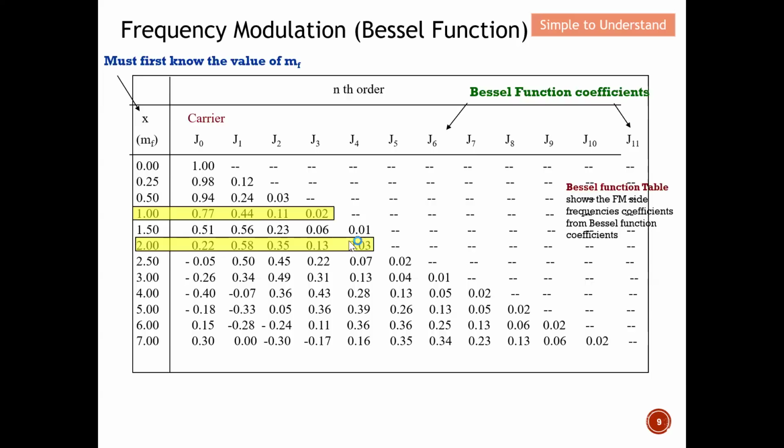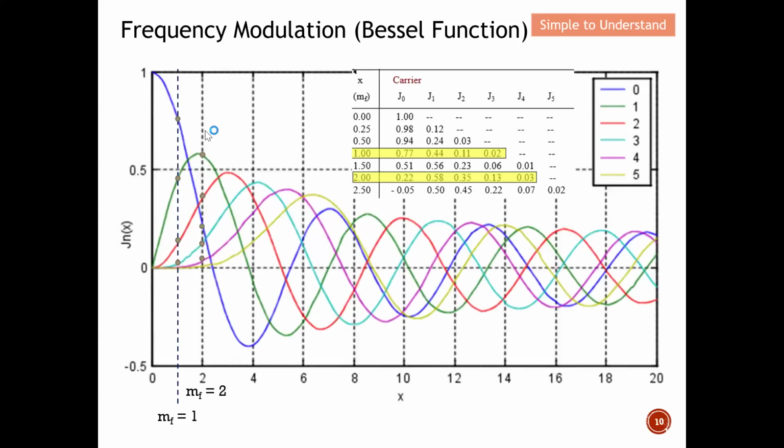Let's take a closer look. This is what I showed you earlier on. I put all this together so that it will be much easier to explain. For modulation index 1, I have 1, 2, 3, 4. This one is around 0.77. The next one is 0.44. The next one is 0.11. And last but not least, around 0.02. So this is for the modulation index 1.